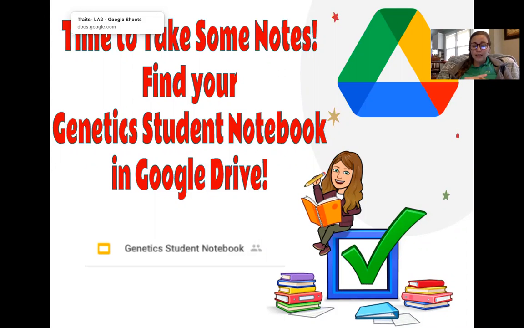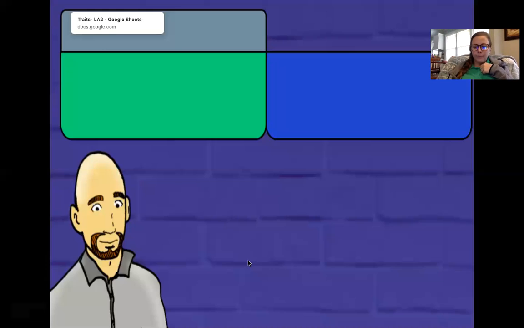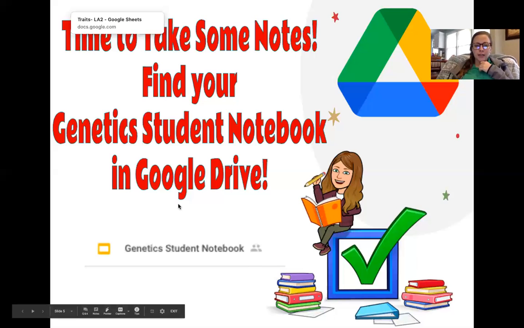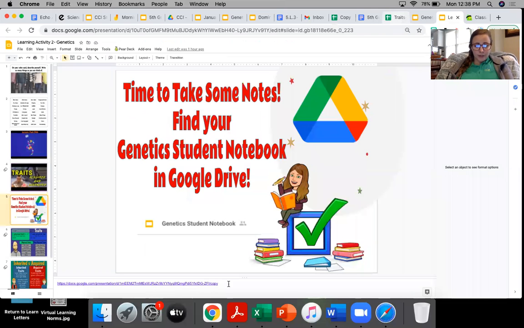So we are going to take some notes today on learned and acquired traits before you complete your assignment. So if you could please go to Google Slides or Google Drive and look for your genetics student notebook. And remember, it's like a purple. It's got a purple background. It says genetics notebook. If for some reason you still do not have a copy of this in your slides or your drive, I'm going to put it one more time in the chat.